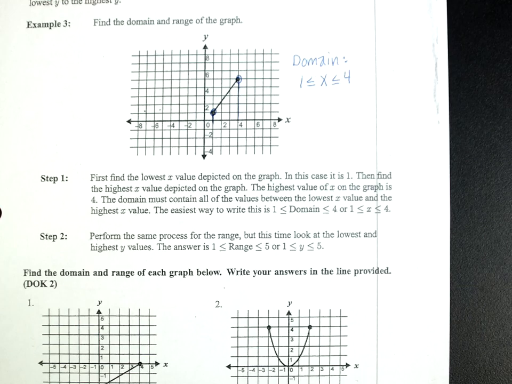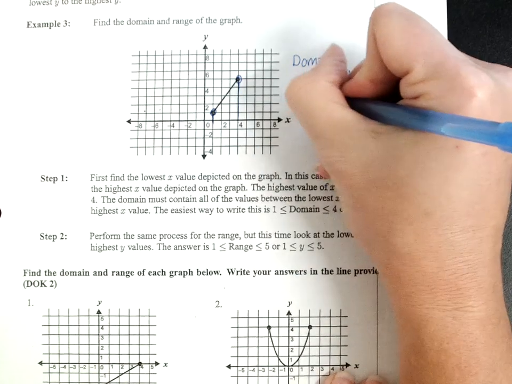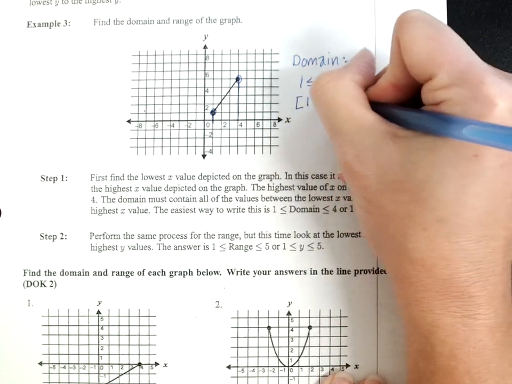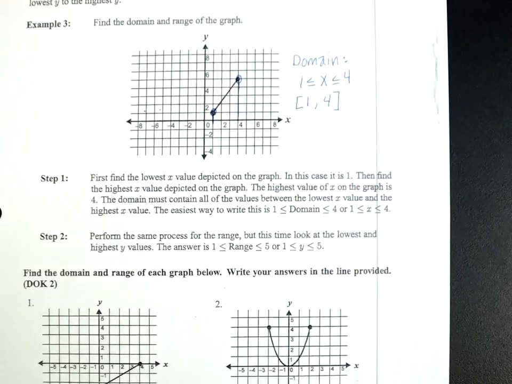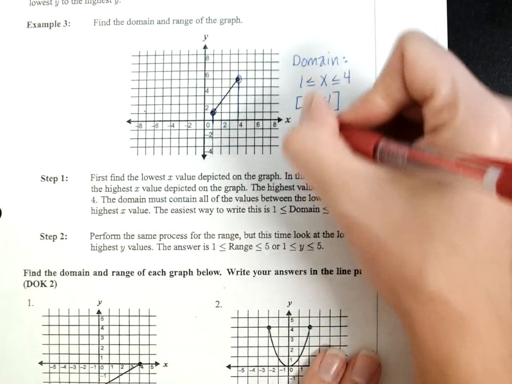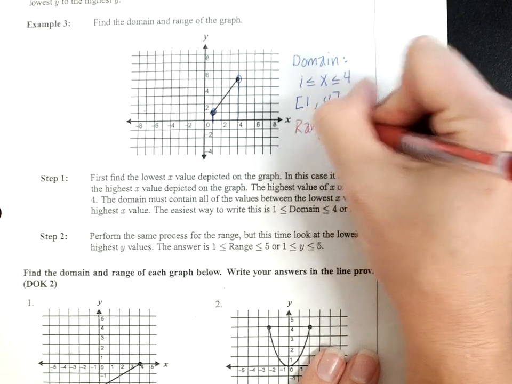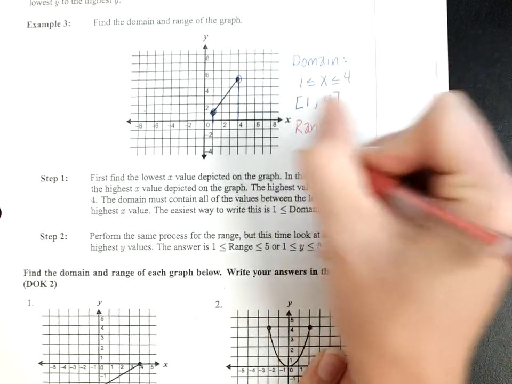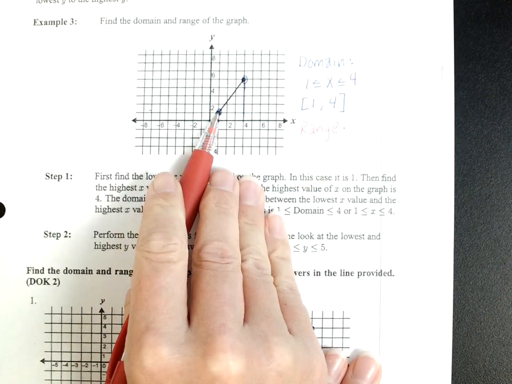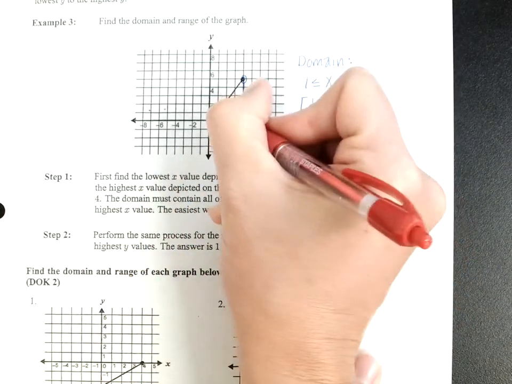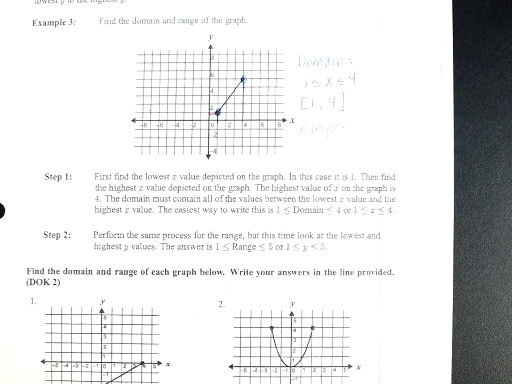Again, if you'd like to use interval notation instead, brackets on both, 1, 4, bracket. For the range on this graph, again, I'm going to find the lowest point. Well, my lowest point is right here. What is the y value there? Y is equal to 1.